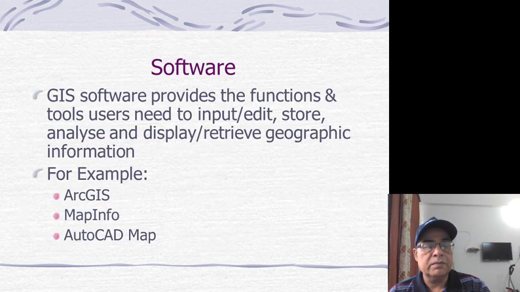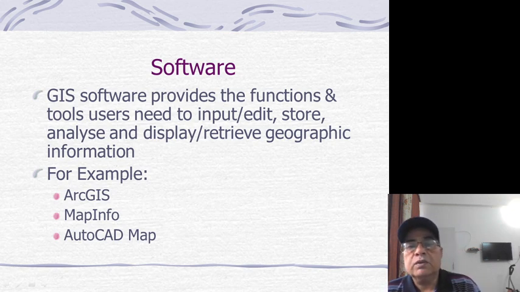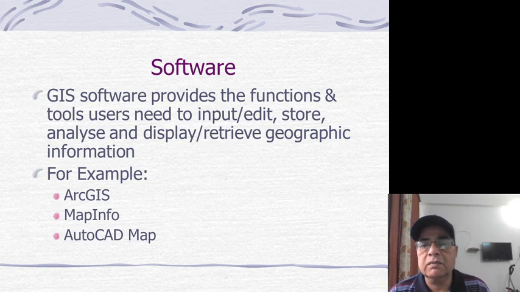So the second component of GIS is the software. When we're talking about the software, as you know, it provides us the functions and tools to input, edit, store, analyze, display, and retrieve geographic information. For example, in the market, we have a lot of software available. ArcGIS is one type of software, MapInfo, AutoCAD, automated computer-aided design, GRASS, ILWIS, a number of software packages which are available. So these are required so that we can input the maps in the desired format.